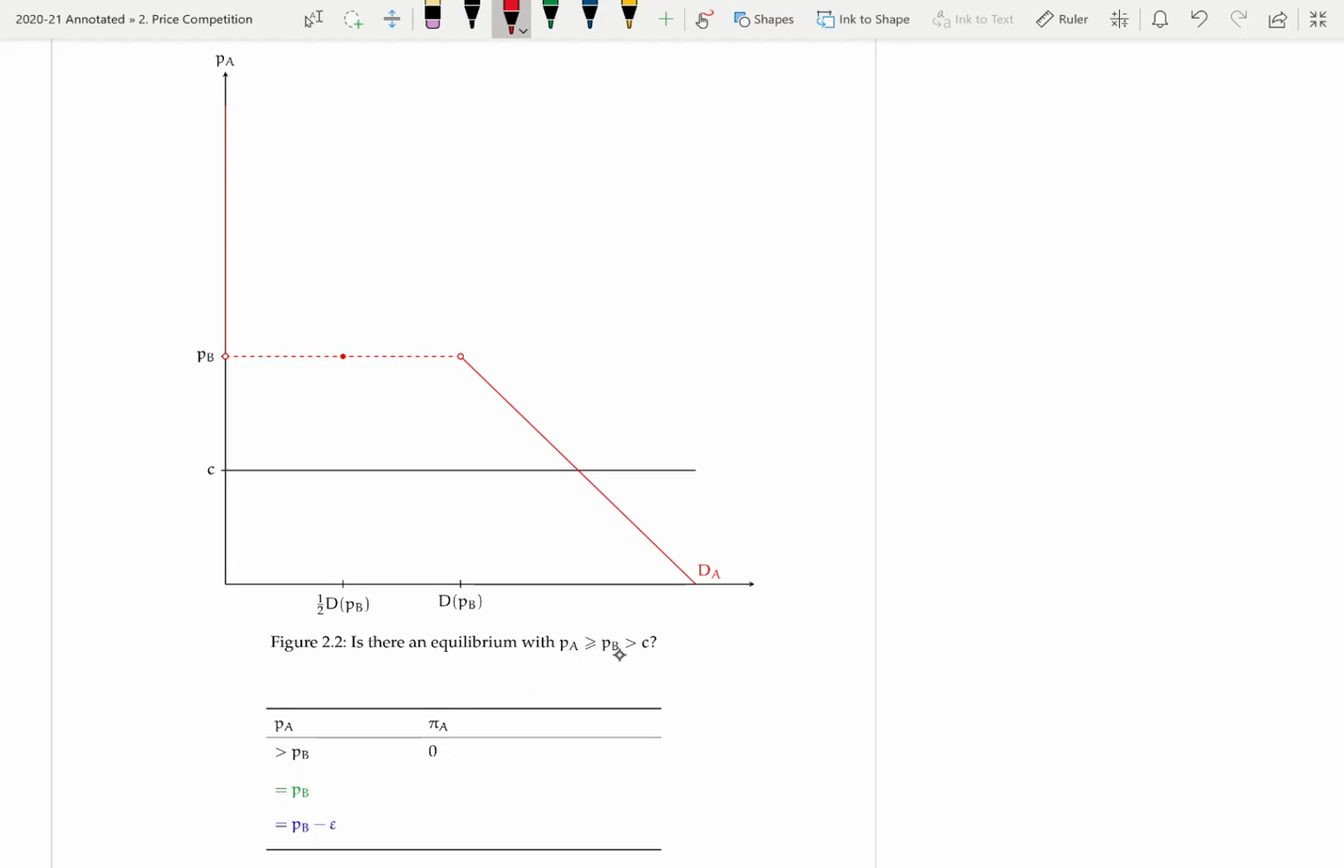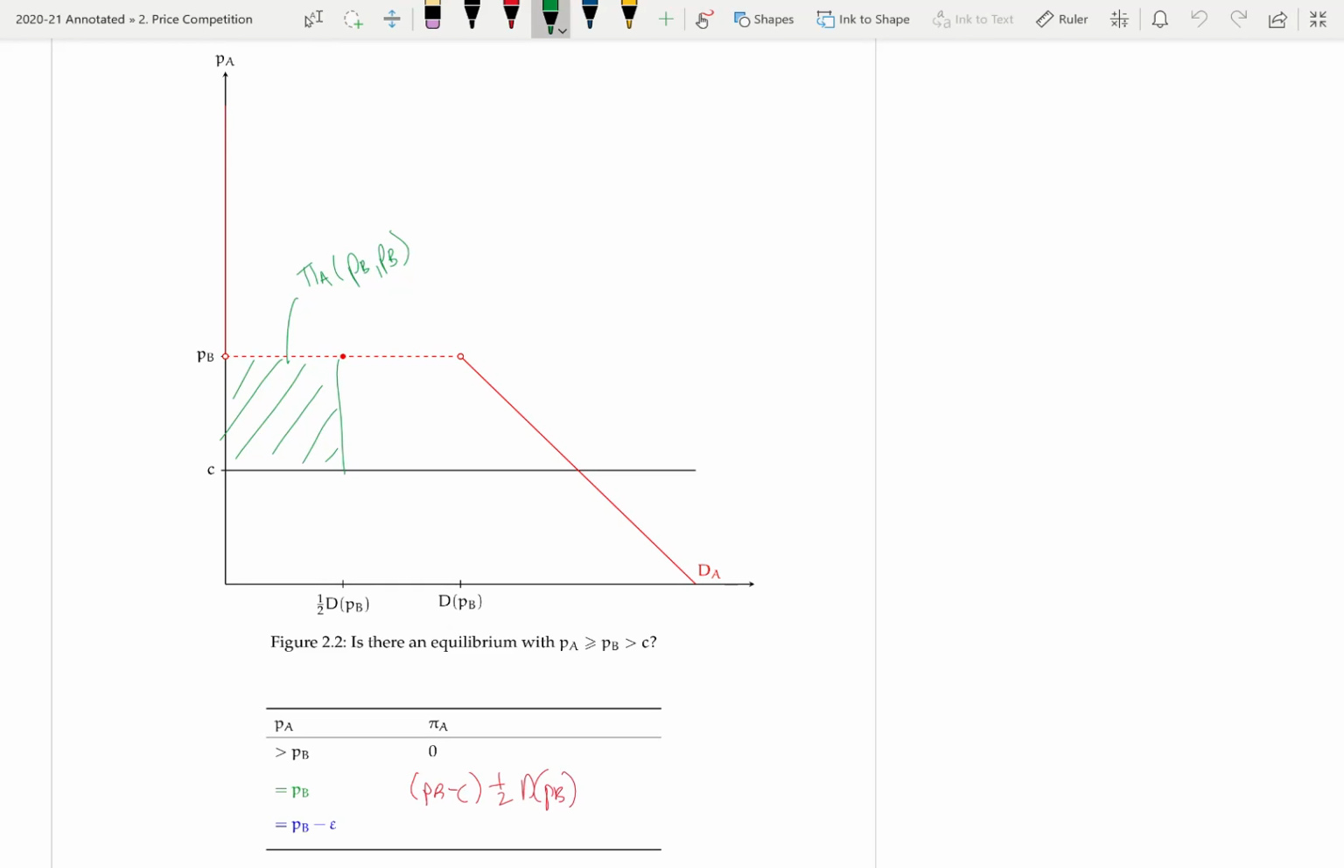Well, it can. If it prices at PB, it's going to get a higher profit. It's going to get some demand. In fact, it will get a demand of half times D of PB, and its profit will be PB minus C times half of D of PB. So in the diagram, that area is this one here. So the green area is the profit of firm A when it prices at PB and firm B prices at PB.